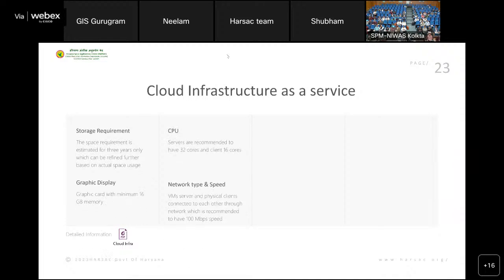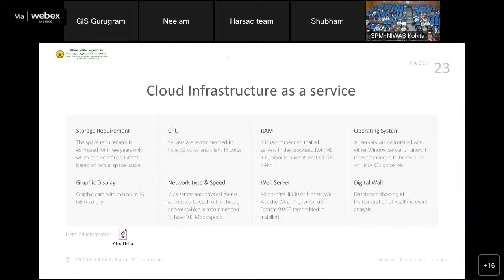Now, I first spoke about cloud infrastructure. The amount of data that is pouring in, to process the data, and the intelligence to run the reports, it's a huge investment. So it's always good to opt for a cloud as a service. And the 8 major components are storage requirements, CPU, RAM, OS, graphic display, network type and speed, web server, and digital wall. There is detailed information about what is required on the client side and server side for each in the PDF. I will be more than happy to share this later on with everyone.